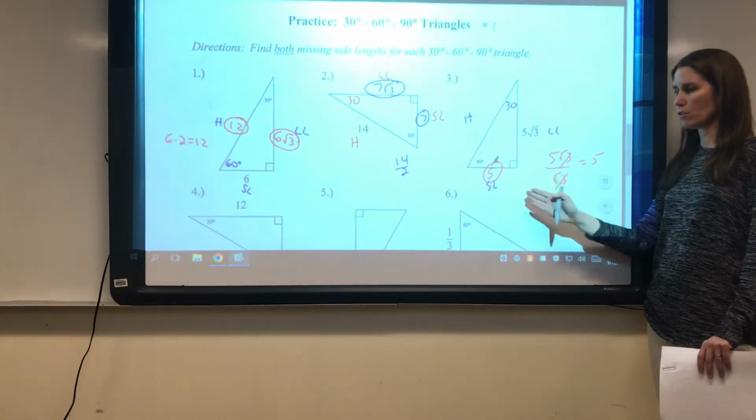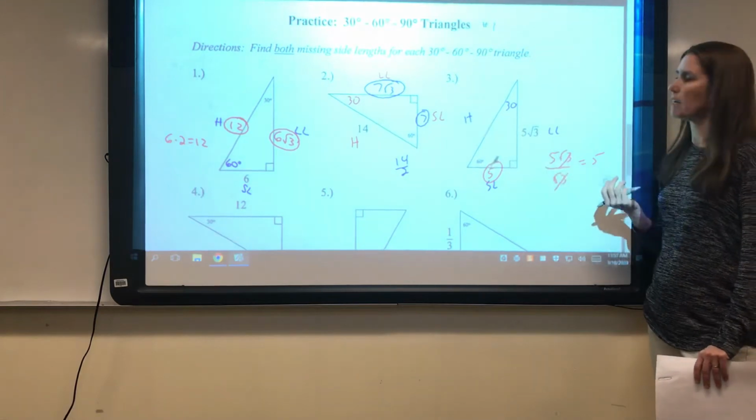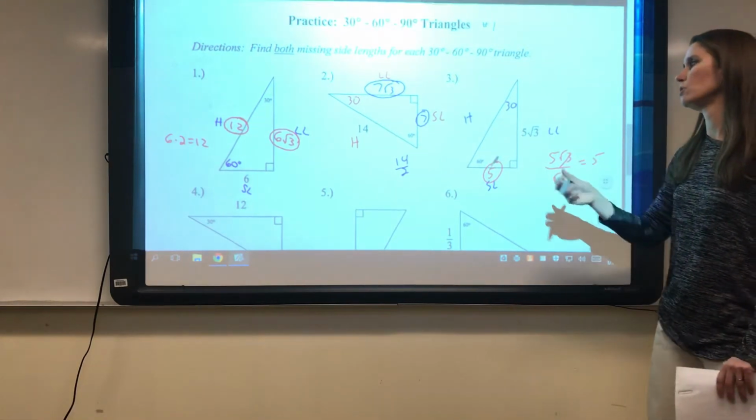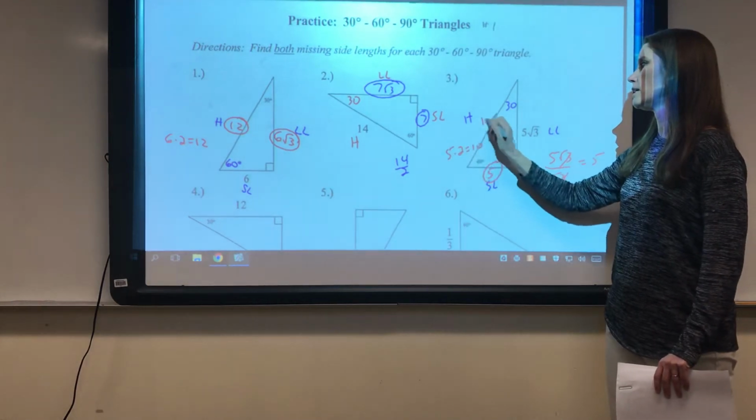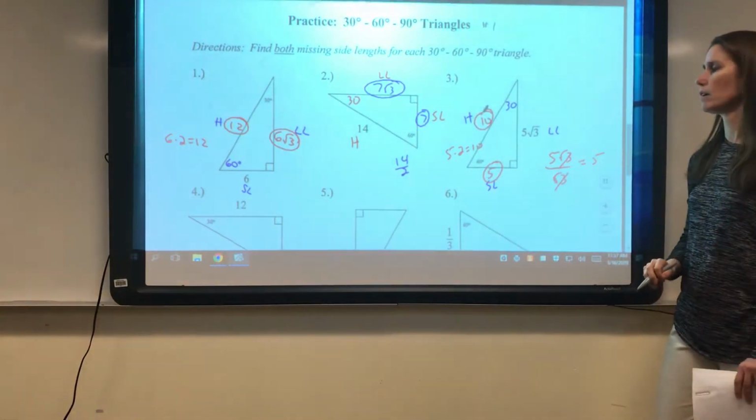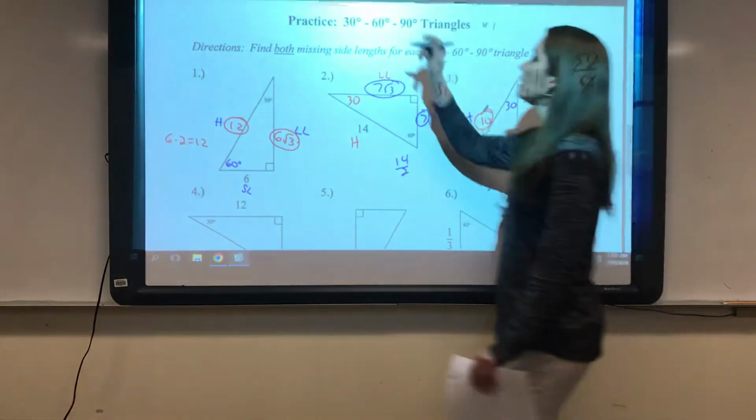And then again, if I know the short leg and I'm trying to get the hypotenuse, then I'm multiplying by 2. And that's what gives me the hypotenuse. Okay. All right, 3 more.